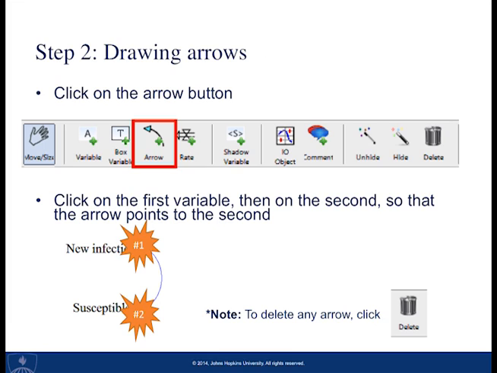So after you create a variable or a couple of variables, on the same toolbar, you can click to create arrows. And you have to first select the arrow button. And then after that, it's quite straightforward. You just click on the first variable and the second variable, the second one being the one in which the direction of causality is going. So you have to do 2 clicks, one on the first variable and one on the second variable.